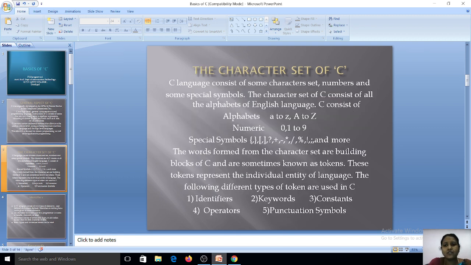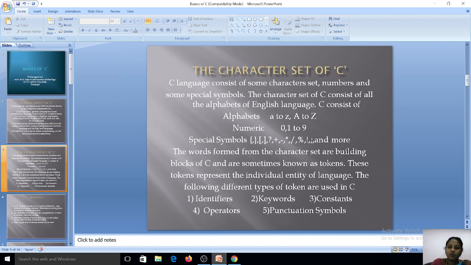The character set of C. The C language consists of a character set, numbers and some special symbols. The character set of C consists of all the alphabets of the C language. It supports capital A to Z and lowercase a to z, and it supports numeric values 0 through 9. It also supports special symbols such as open and close braces, open and close square brackets, question mark, plus, minus, multiplication, division, modulus, exclamation mark, semicolon and more.